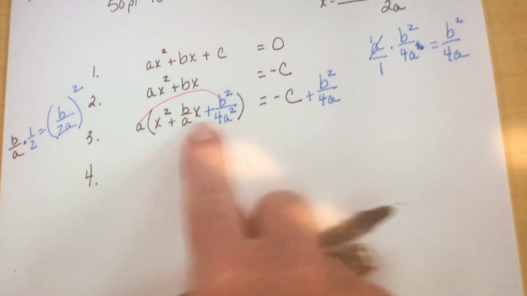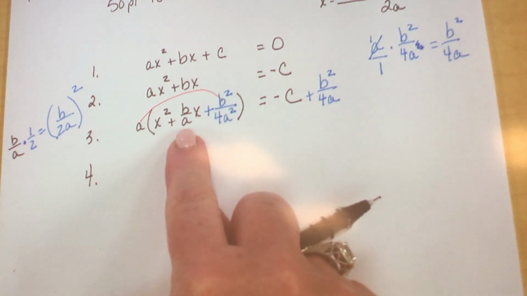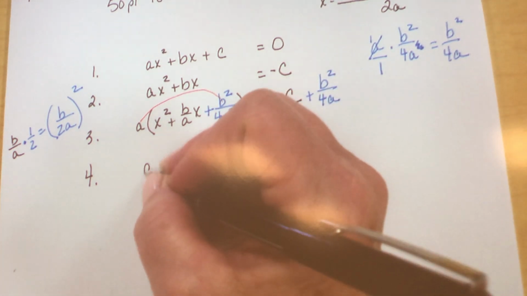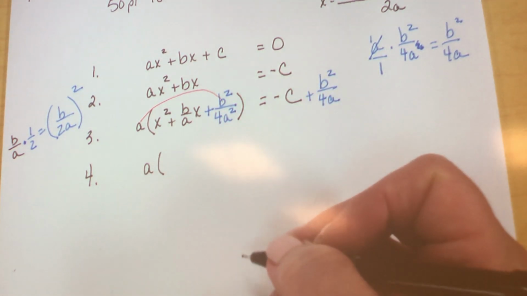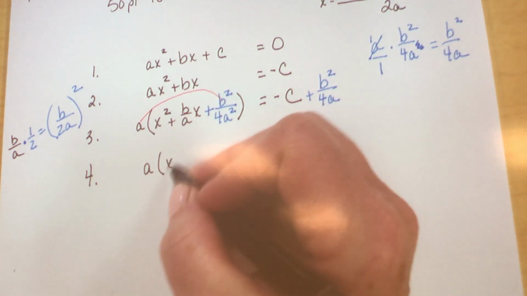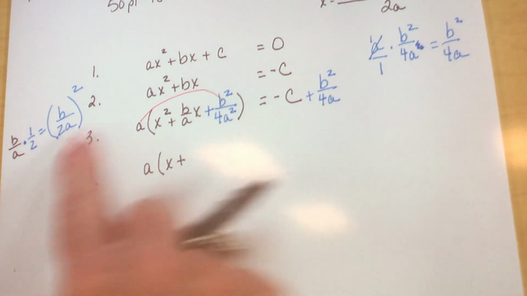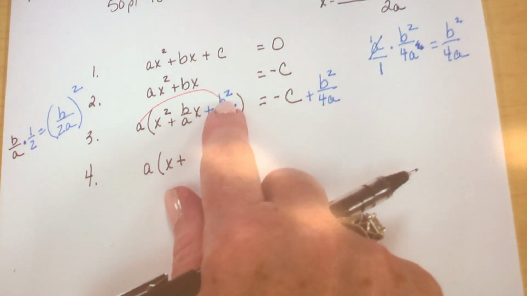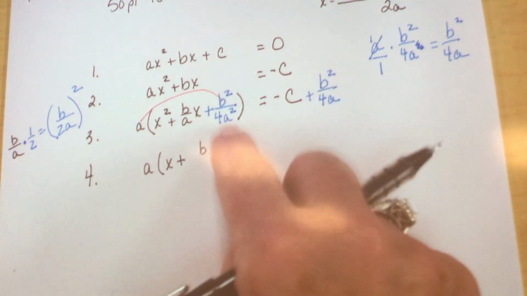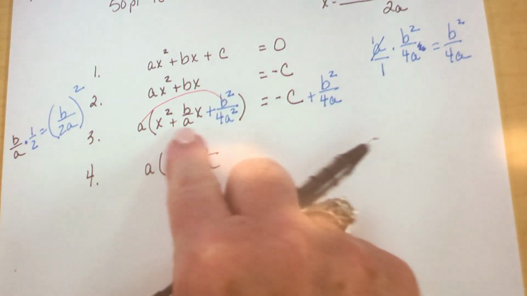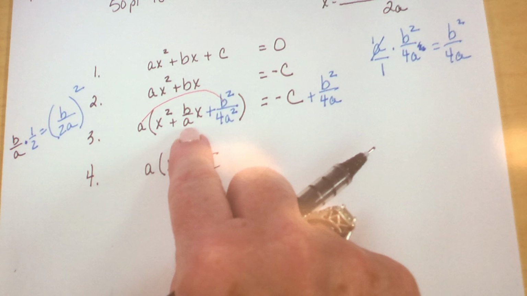Step 4 is I'm going to write this as a quantity squared, and I'm going to collect this stuff over here. That's my goal. Okay? So I got A times what? X plus B over 2A. There it is right there, B over 2A. Or you could look right here and say the square root of B squared is B, and the square root of 4A squared is 2A. You can also look right here and say, what's half this guy?